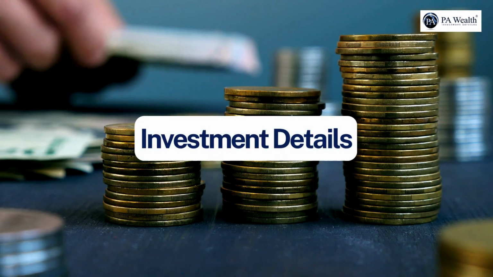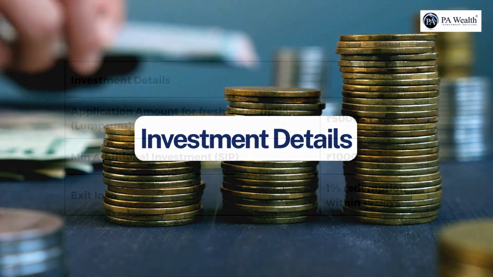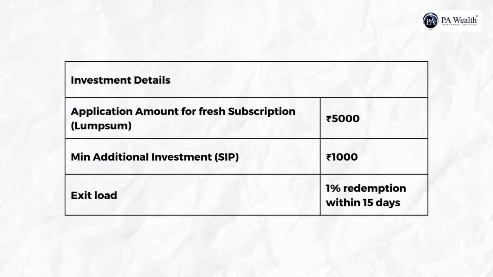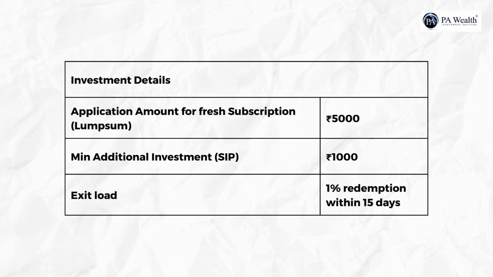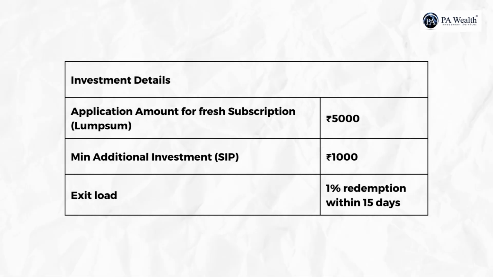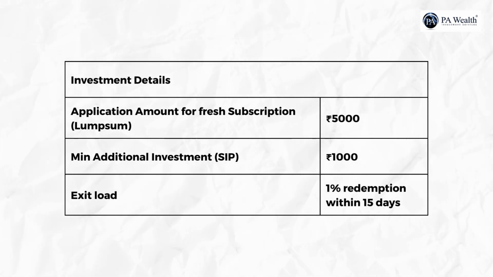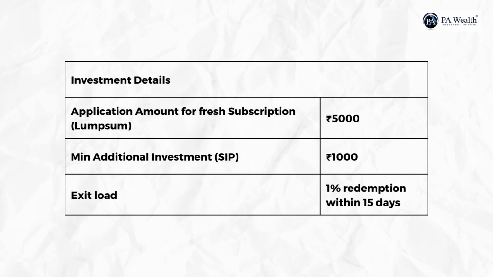Now, let's take a look at the investment details of the fund. The Quant Flexi Cap Fund has a minimum investment amount of 5,000 rupees for lump sum and 1,000 for SIP investments. There is a 1% redemption charge within 15 days.